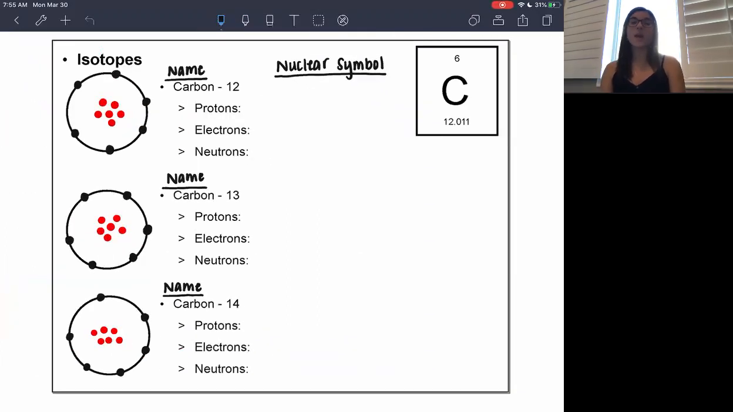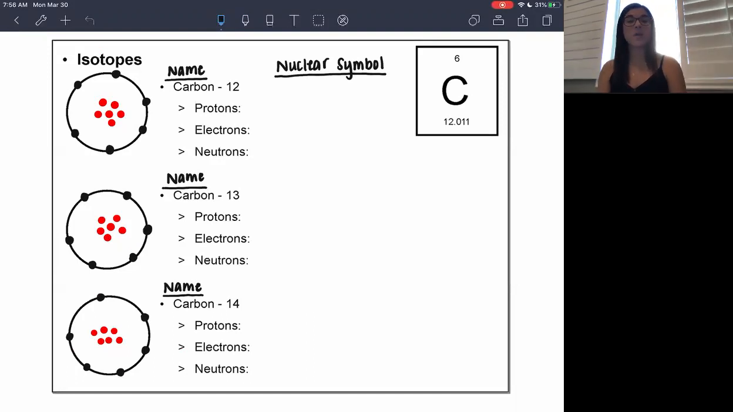So I've got 3 atoms right here, and they're drawn a little bit differently than what we've drawn in the past. I drew these with a little bit more of a ring model or a solar system model, like what Niels Bohr did, just because it's easier to represent. So you're going to see a variety of representations. Don't let it throw you off. It's still an atom. So I've got 3 different atoms right here with 3 different names: carbon 12, carbon 13, and carbon 14.